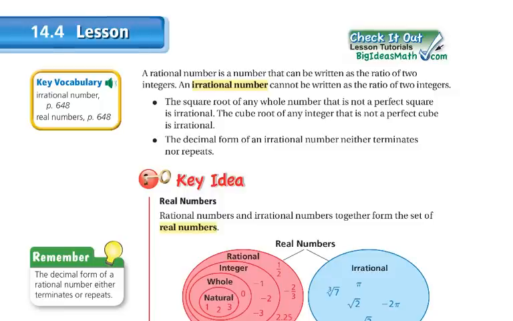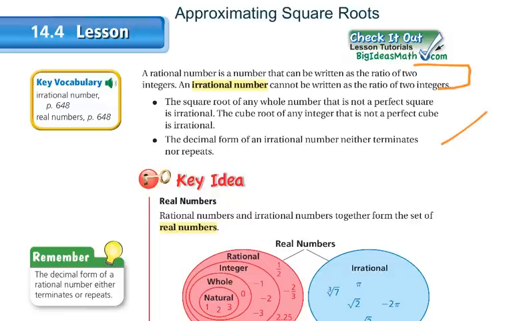Today's lesson is lesson 14.4, approximating square roots. A rational number, we've been talking about rational numbers in 7th grade just prior to this. So right now you have this definition of what a rational number is. A rational number is written as the ratio of two integers, or it's written as a fraction, any number that can be written as a fraction, whether it's positive or negative. Okay, that's a rational number.